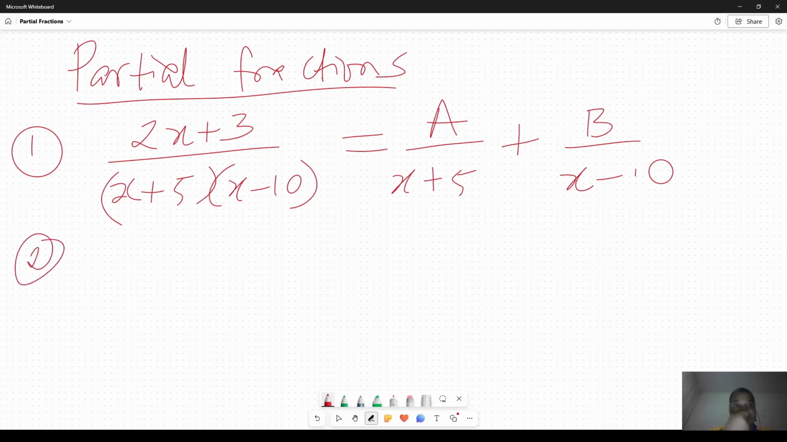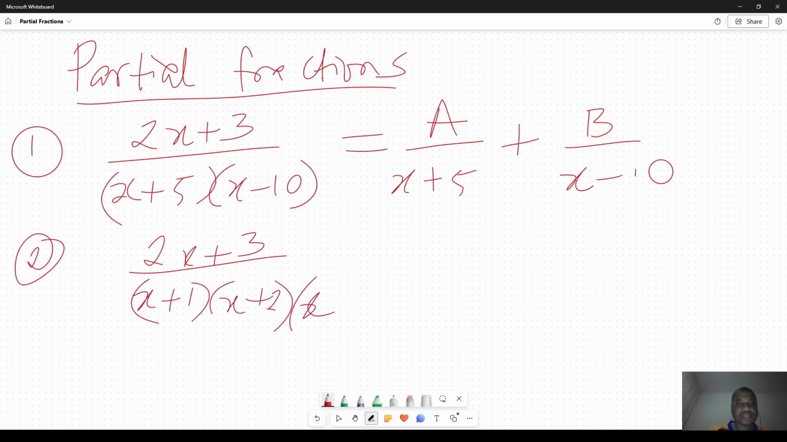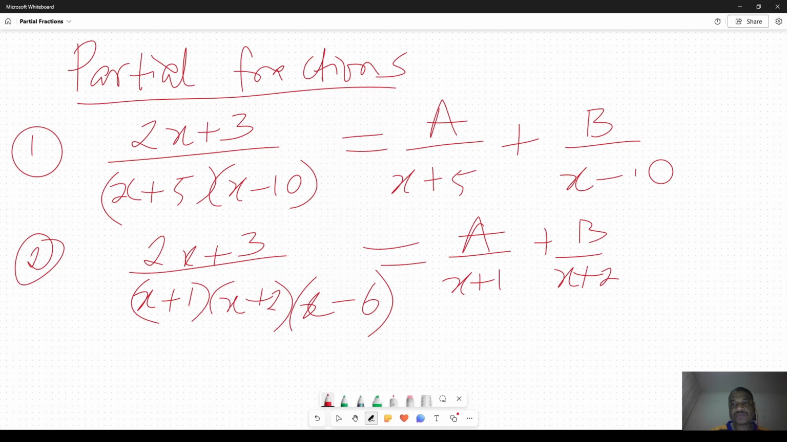The second one can be 2x plus 3 over x plus 1, x plus 2, x minus 6. This obviously will be A over x plus 1 plus B over x plus 2 plus C over x minus 6. Obviously. Now let's go to the tricky ones.